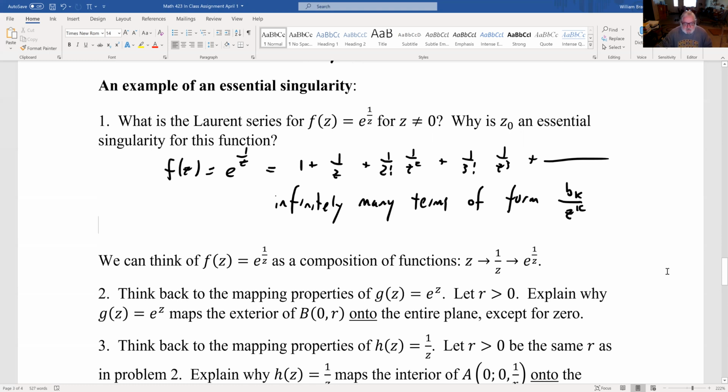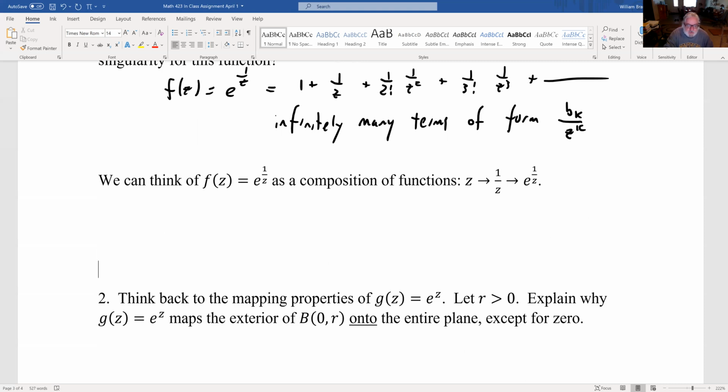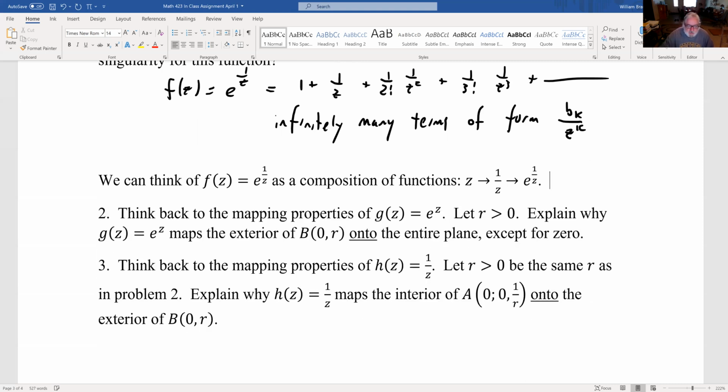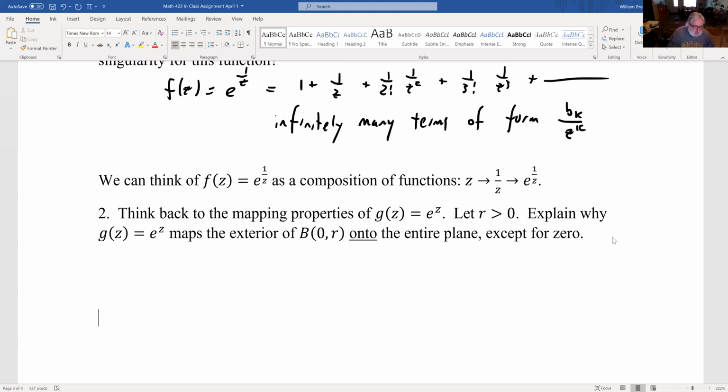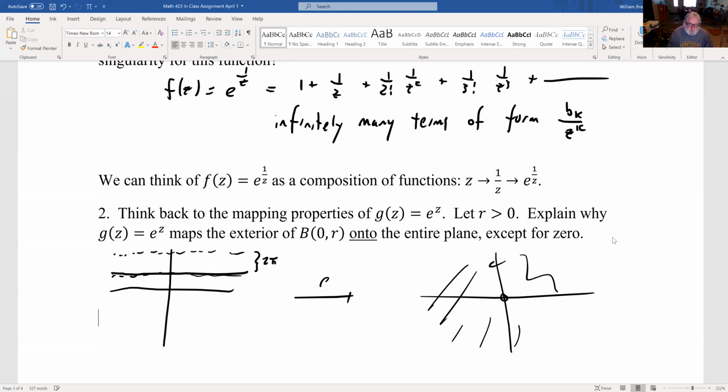And you can think of e to the 1 over z as a composition of functions: z goes to 1 over z, to e to the 1 over z. So if we think about the mapping properties of e to the z, we remember that e to the z maps any vertical strip of height 2 pi onto the entire plane except for 0. So that's what e to the z does.